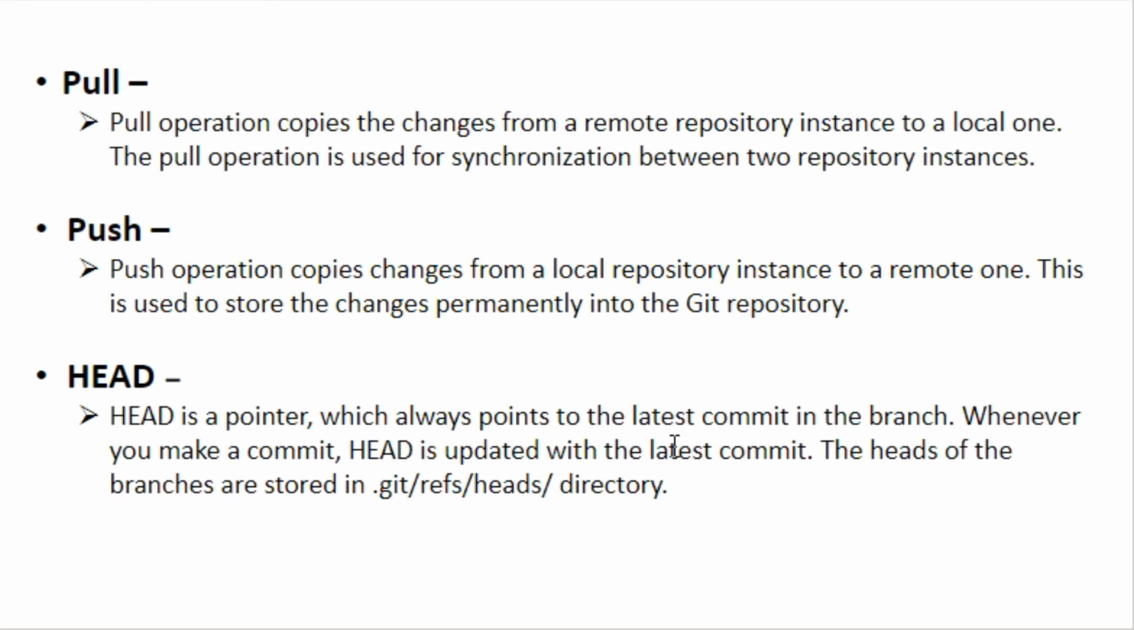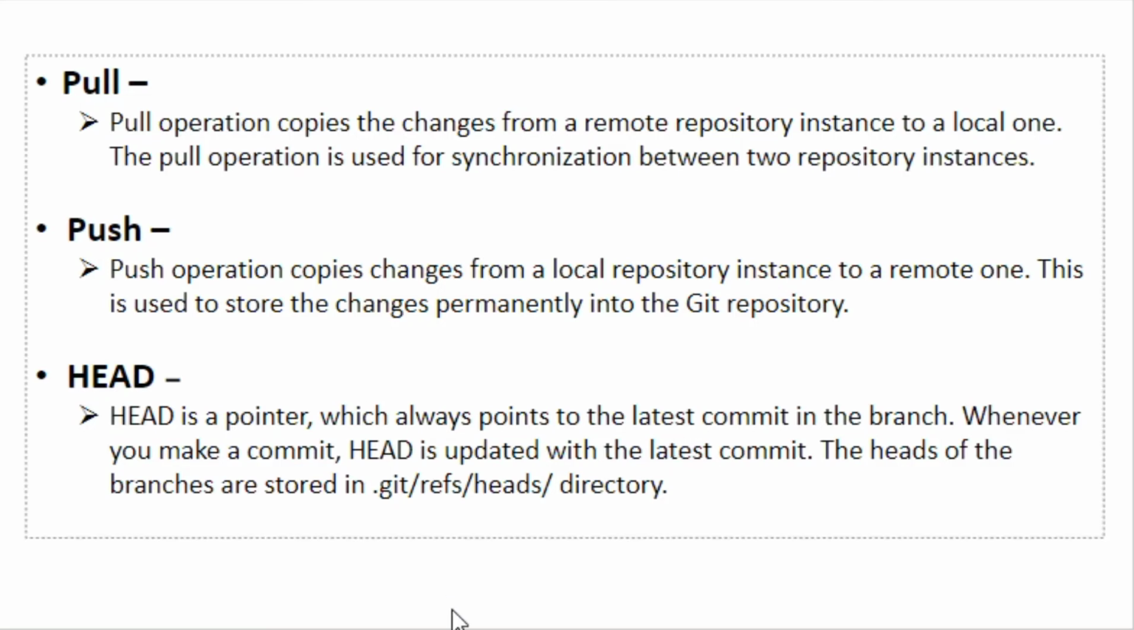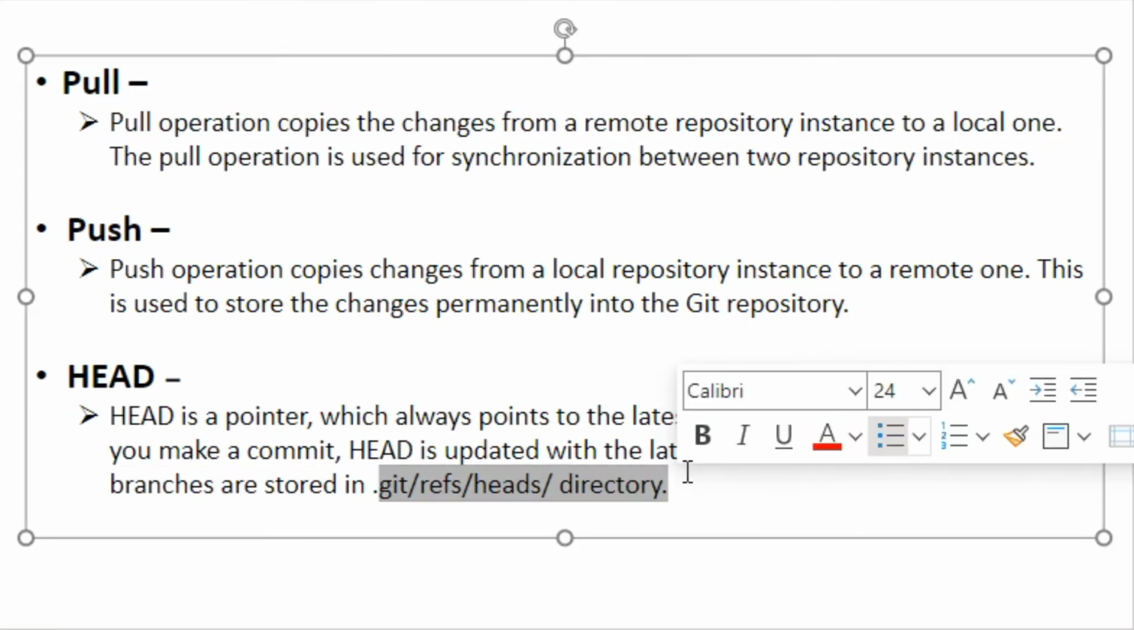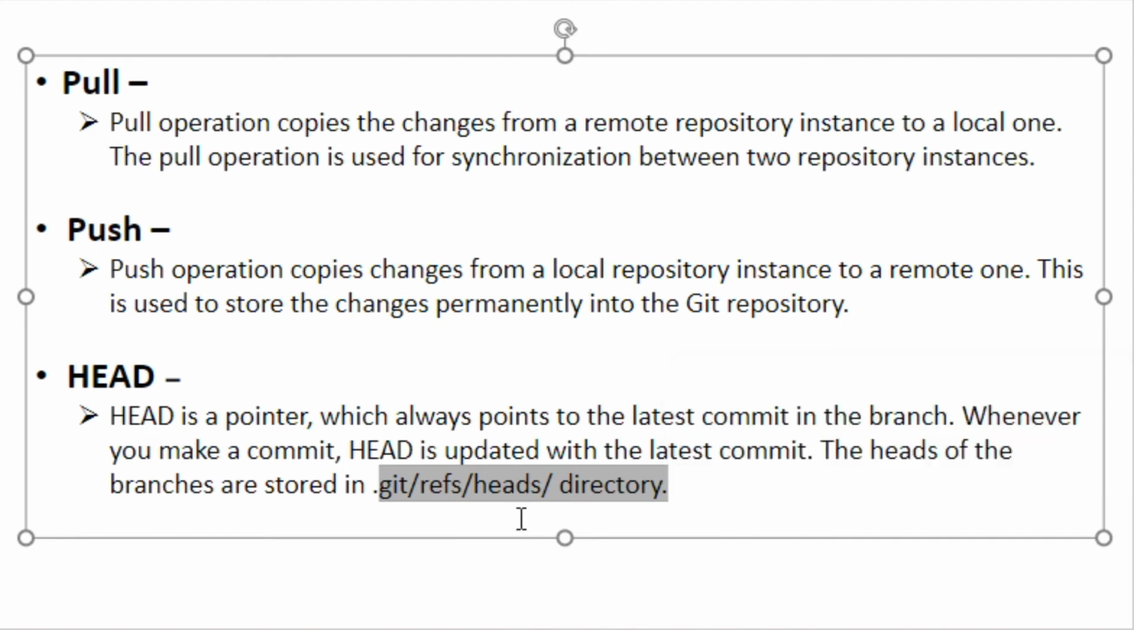So the head of the branch is stored in this particular location. When you initialize your Git repository, it will create some directory structure on your local machine, and here you can see all those changes, all those commit IDs, in this particular location.